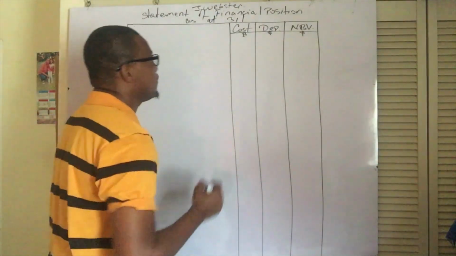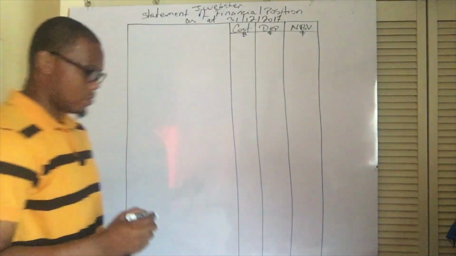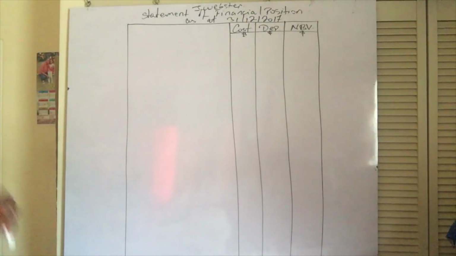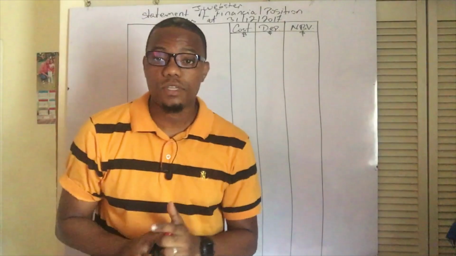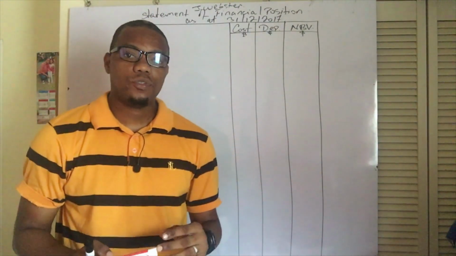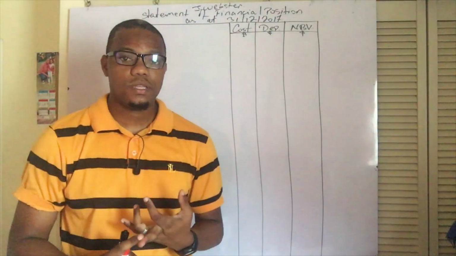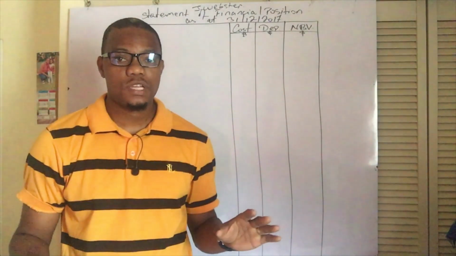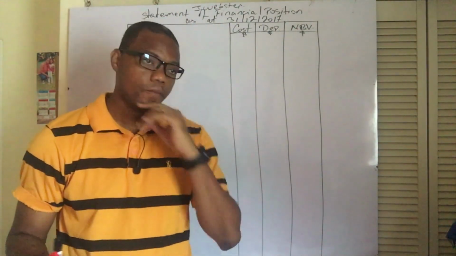(31st of December 2017). All right. So let's do the statement of financial position. Now, the concepts relating to the statement of financial position. The statement of financial position basically shows the accounting equation. So it shows your assets, liabilities, and your capital. That's all it shows, and that's the basic thing as it relates to the statement of financial position.